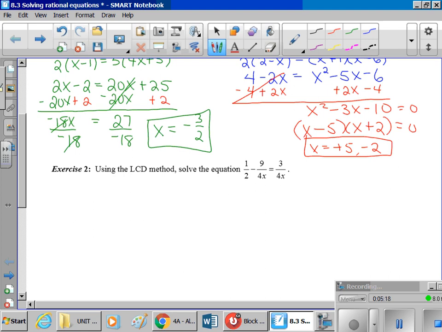Moving on to exercise 2, using the LCD method. That's what I was talking about for the least common denominator method or the least common multiple method. All right, solve the equation 1/2 minus 9 over 4x equals 3 over 4x.